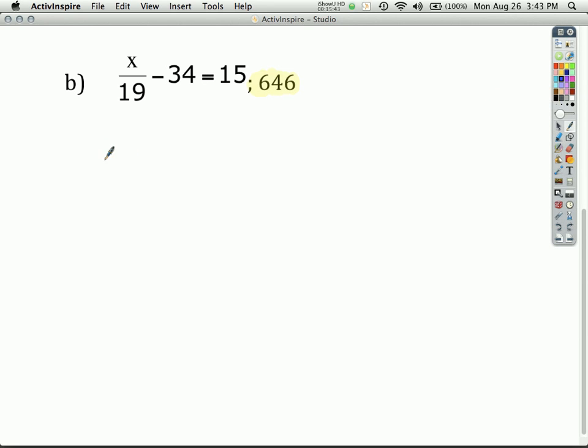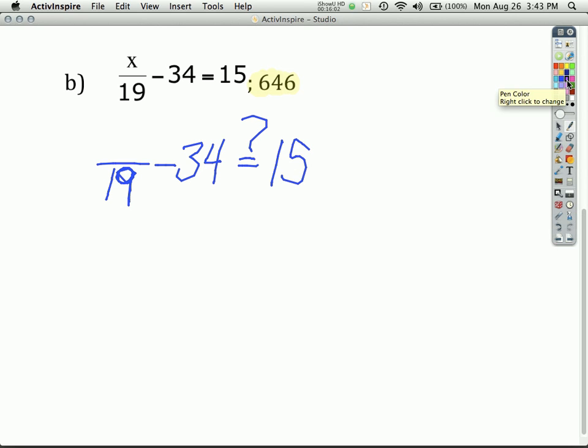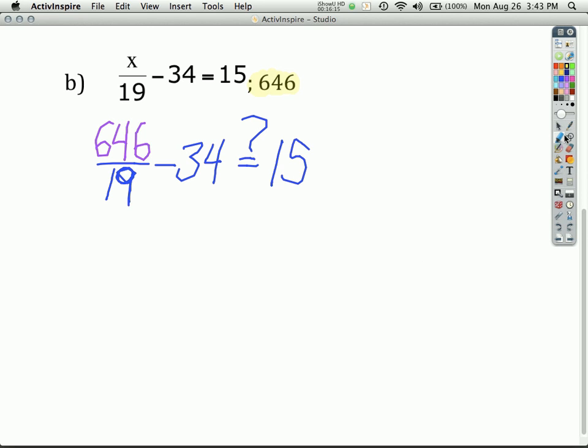So we've got 646 over 19 minus 34. Does that equal 15? This one's a little bit more complex. What do we have to do first based on what you learned this week? Jada? Divide 646 by 19.